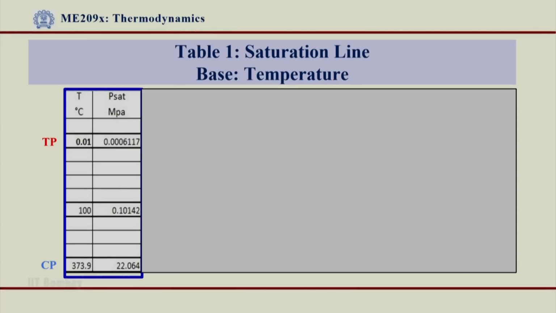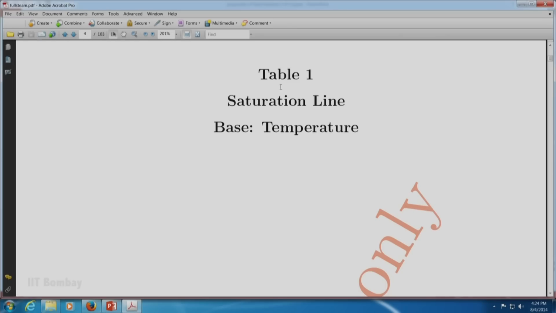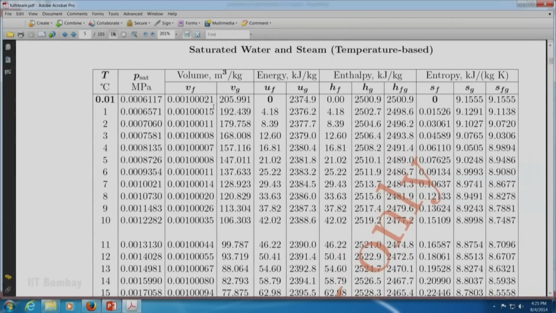Let us now go to the steam table and just have a look at table number 1 to see how it looks. This is table 1, saturation line base temperature. You can see here saturated water and steam, temperature based, and you can see the first column here is temperature, and the first point is 0.01 degree centigrade, which is the triple point. It starts from 0.01 and the corresponding Psat at T is 0.000617, which I had shown in the snippet.